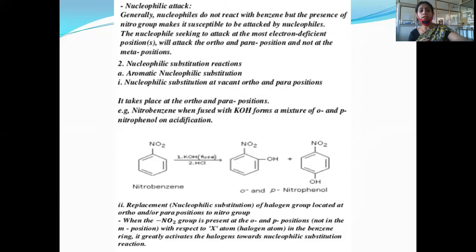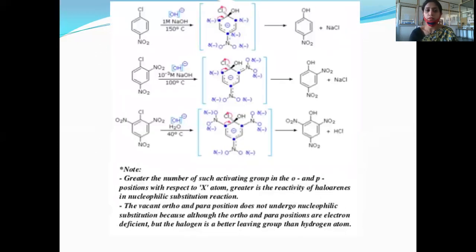First is when there are vacant ortho and para positions. For example, nitrobenzene, when it is fused with KOH, forms a mixture of ortho and para nitrophenol. Then the second one is substitution of the halogen group located at the ortho or para position. So when the nitro group is present at the ortho and para position, but not the meta position, with respect to the halogen atom in the benzene ring, it actually activates the halogen towards the nucleophilic substitution reaction.